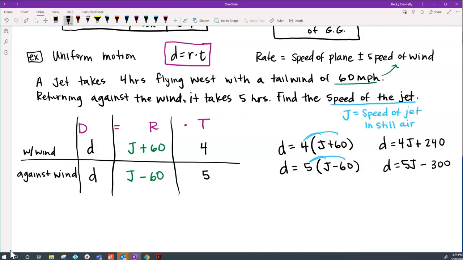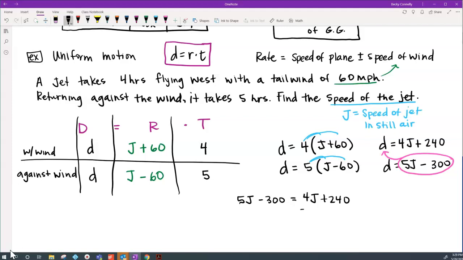All right, so now we want to figure out what J is. We want to know what that speed of the jet is in still air. And so I'm going to use the substitution method to solve this because notice both of these, D equals all of this, D equals all of this. So I can take this 5J minus 300 and put it in place of that D and then solve it from there. All right, so let me do that. So I'll have 5J minus 300 equals, so I just put all of that in place of the D, equals my 4J plus 240.